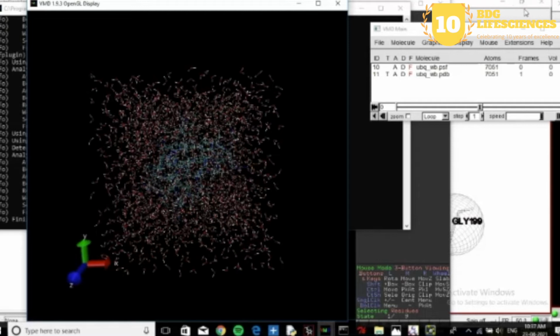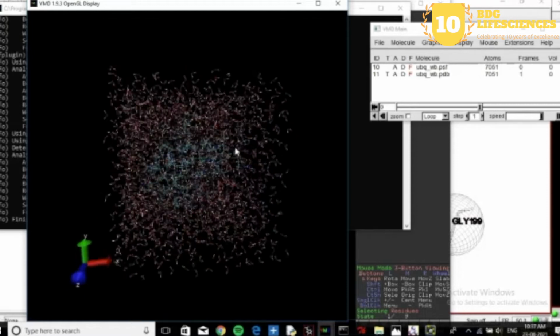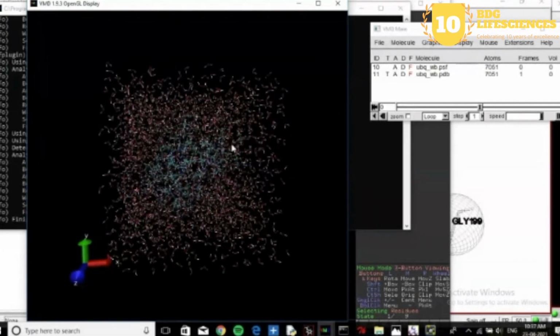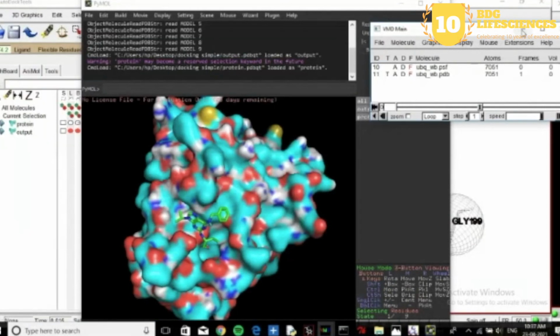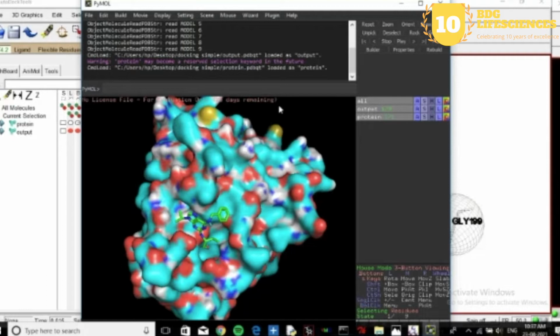simulation by using the NAMD and VMD software, and also learned how to visualize all these molecules in VMD. And in the second part, we learned about protein and ligand docking by using PyMOL and AutoDock Vina software. Ma'am taught us about both the single molecular docking and multi-docking.